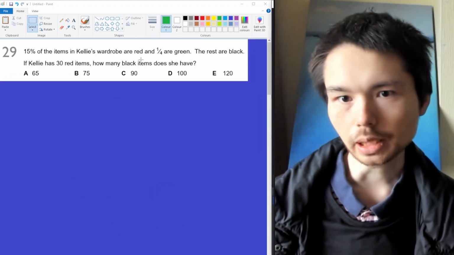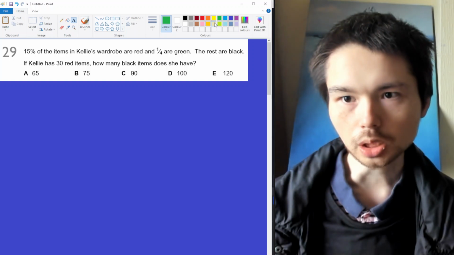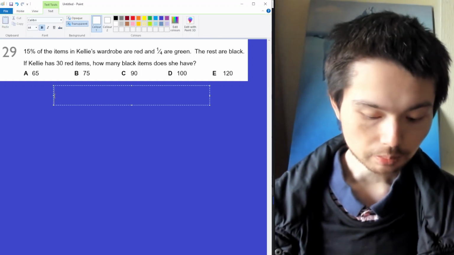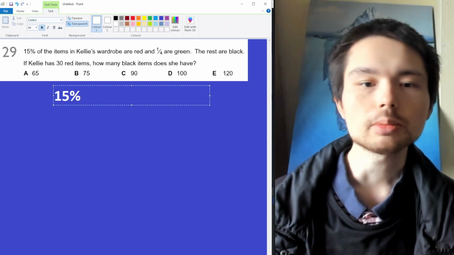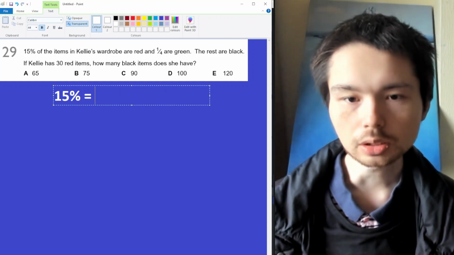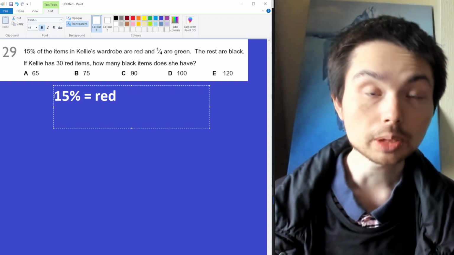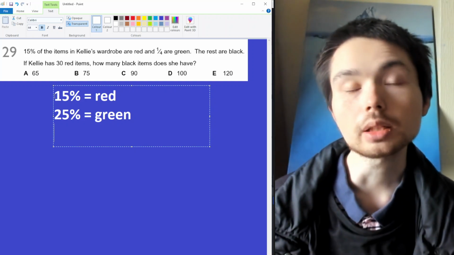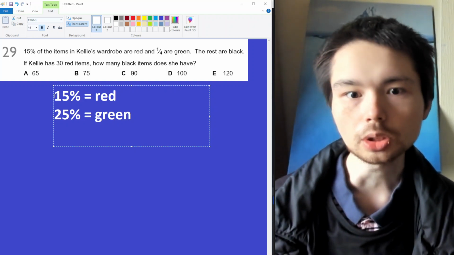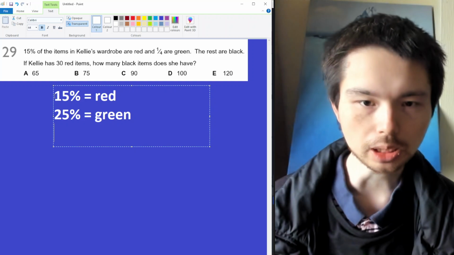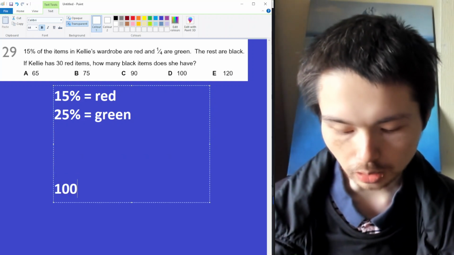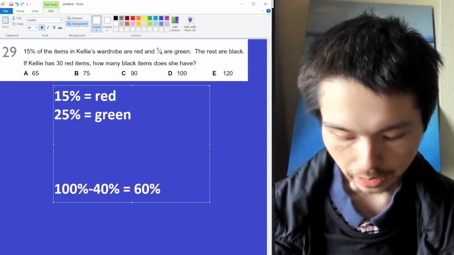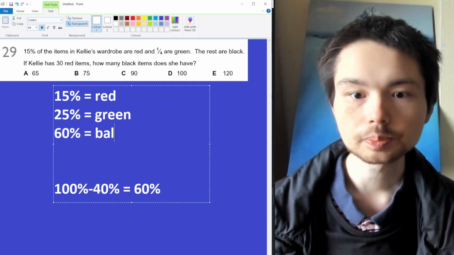15% of the items in Kelly's wardrobe are red and a quarter are green. Whenever you see that, straight away, just write them as percentages. Make them the same type of number. When you do that for maths questions, it becomes a lot easier. Write it with me. Red. Quarter. Green. 1/4 is 25%. So straight away, my brain is thinking the rest. Black. So here, 15% plus 25% is 40%. Take away from 100% is 60%. Put that here. That is the rest of Kelly's items.